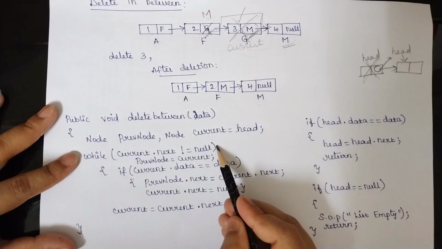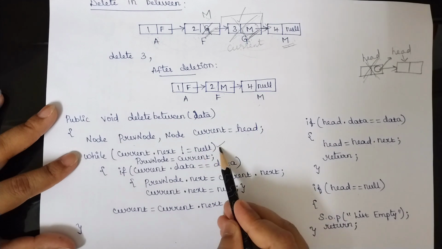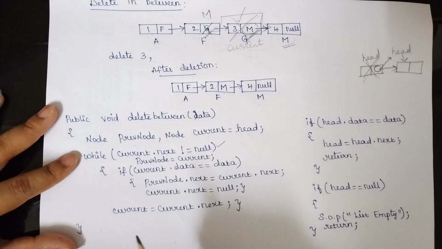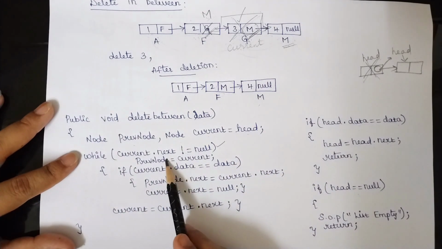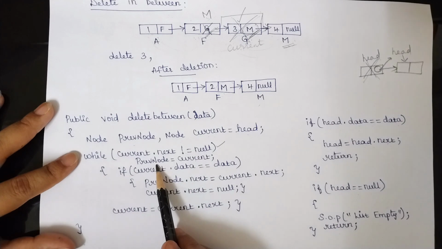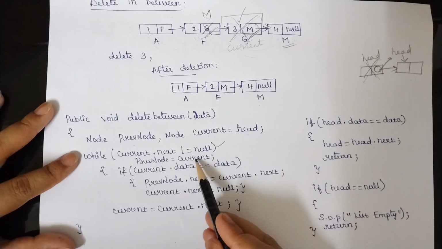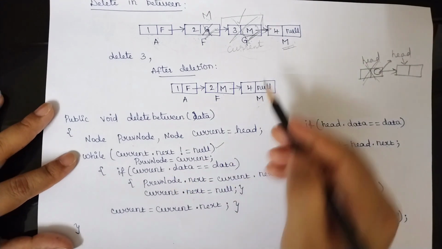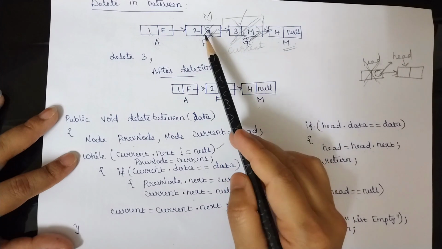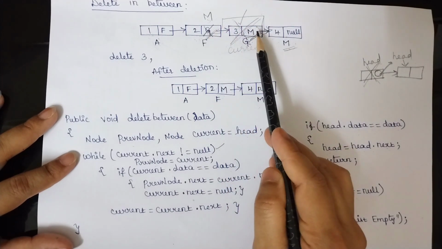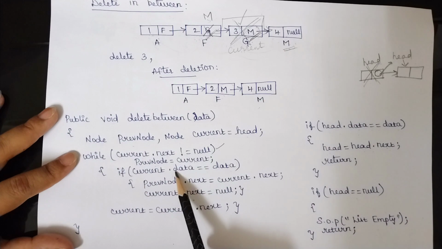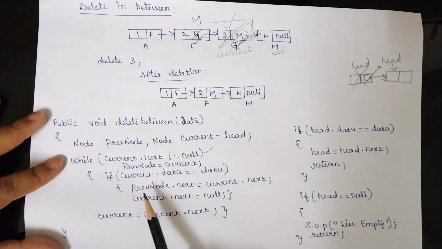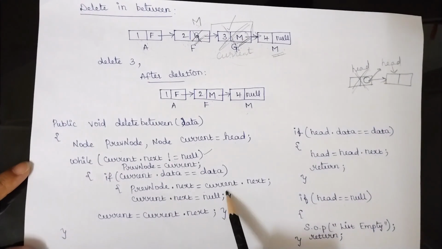If current.next is not equal to null, you are assigning that current node as the previous node, the same way we saw previously. After assignment, you are checking whether the current node data is equal to the data you are searching to delete. If it is matching, you directly delete that current node by assigning previous.next as current.next. So if current.data is equal to data, you are assigning previous.next is equal to current.next.